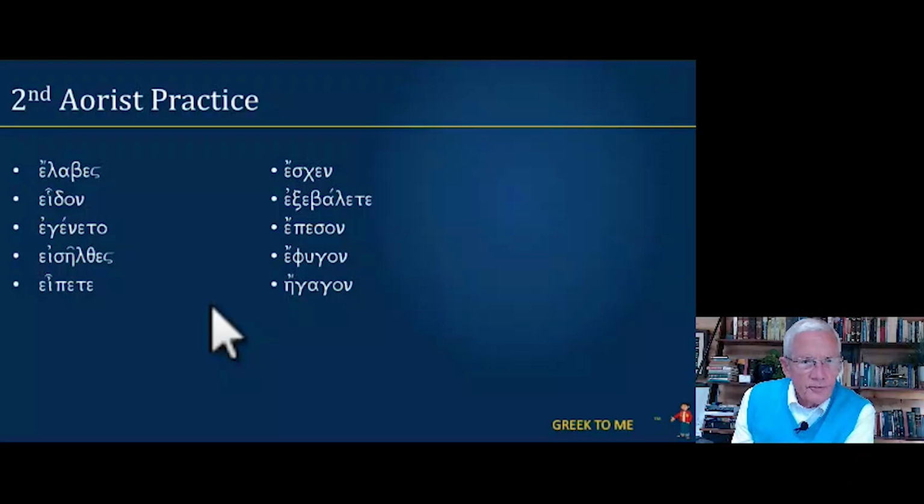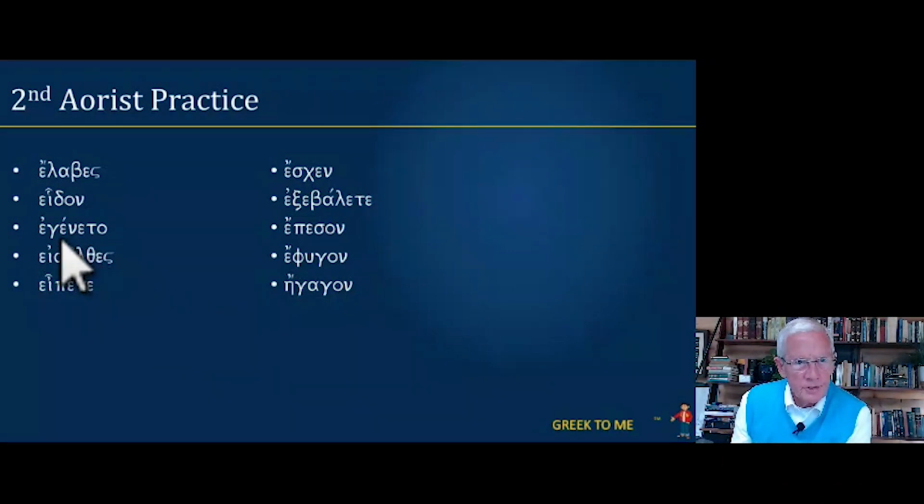All right, the first one, elabes. This is from lambano. Remember the L-bone? Second aorist, active indicative, second person singular. You took or you received. Eidon, from horao. Second aorist, active indicative. Now this is either first singular or third person plural. I saw or they saw. Remember that the endings of the first singular and third plural are identical.